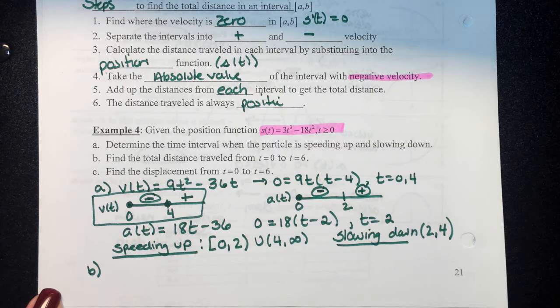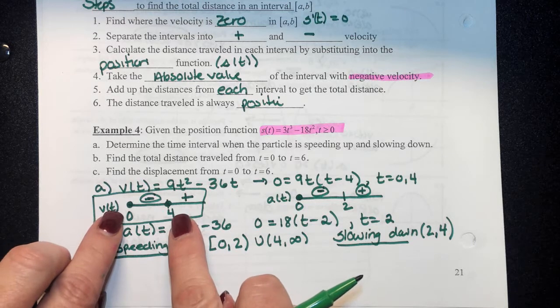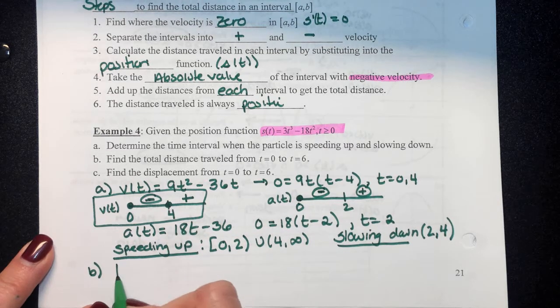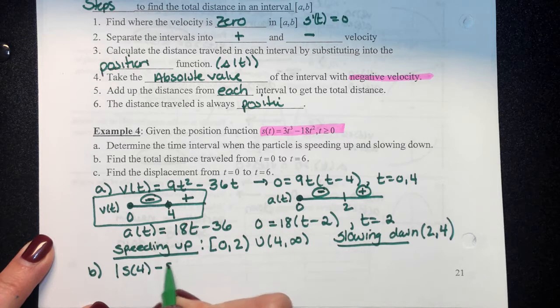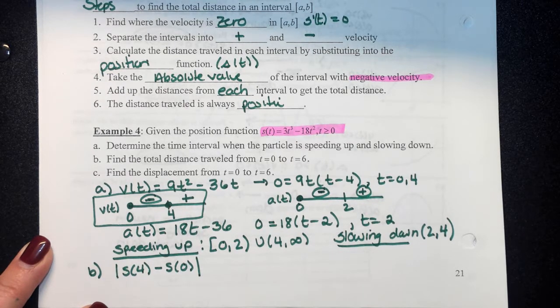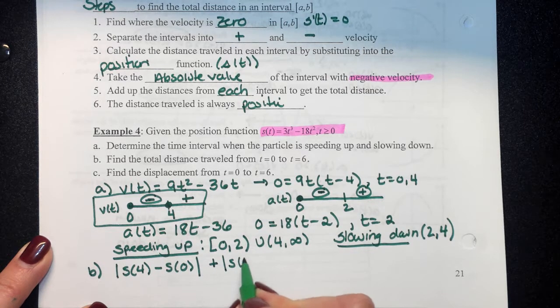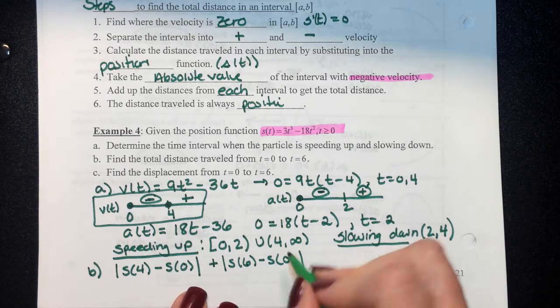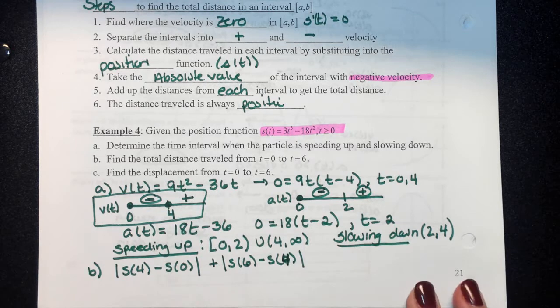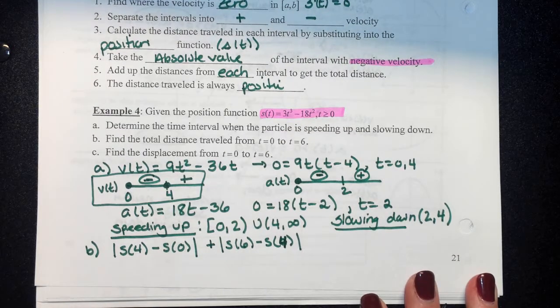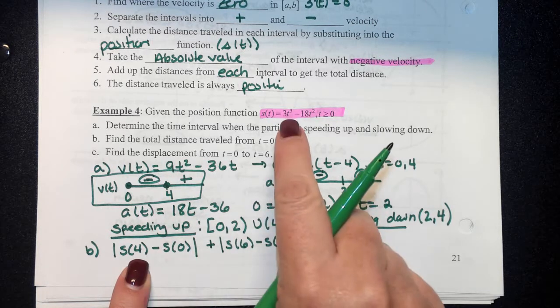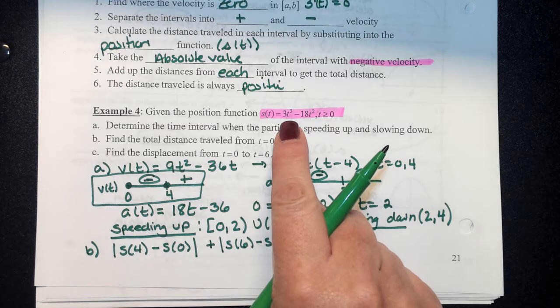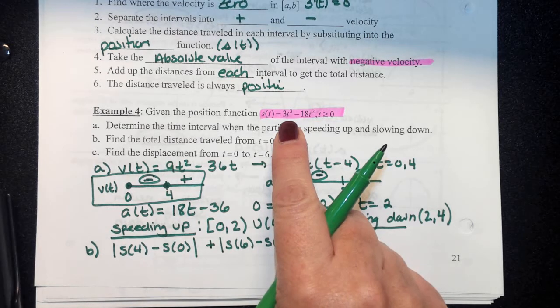So to calculate your total distance traveled, we're going to have to take the position function, but take the absolute value of s of 4 minus s of 0. And I'm going to add that to s of 6 minus s of 4, excuse me, not 0, 4. So now I want to simply take 4 and plug it back into my position function.